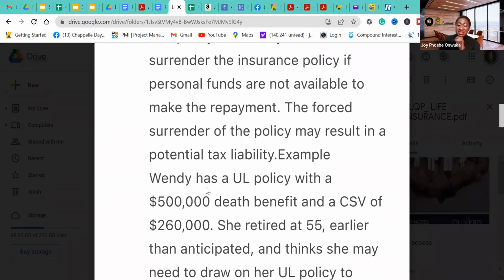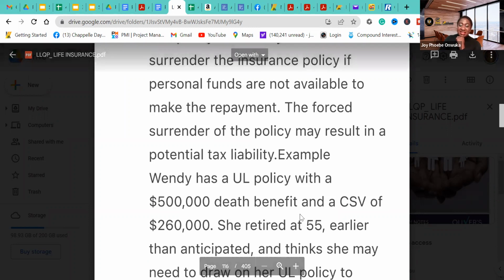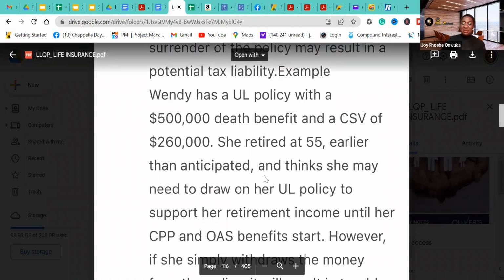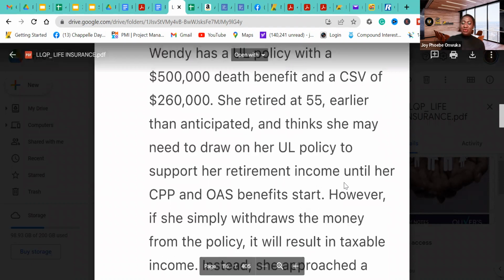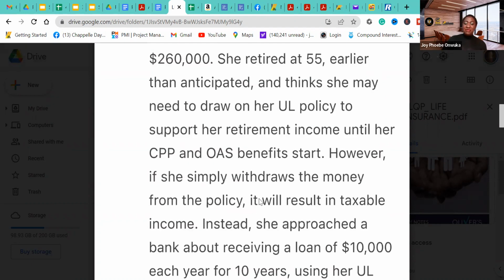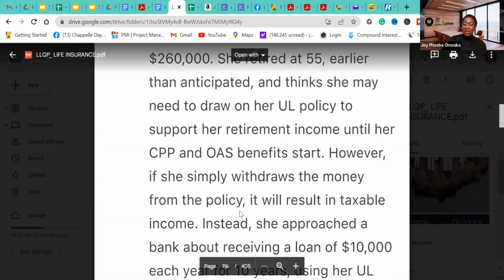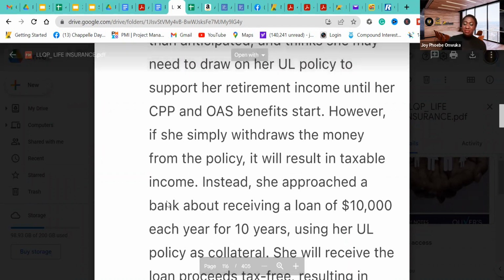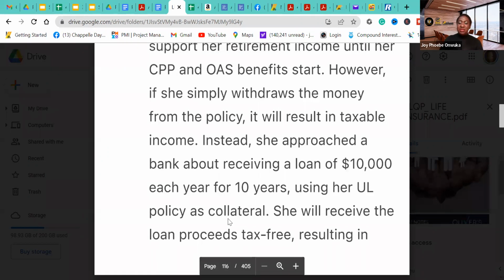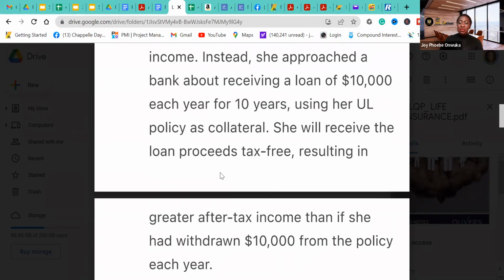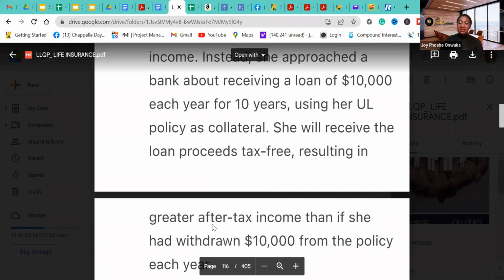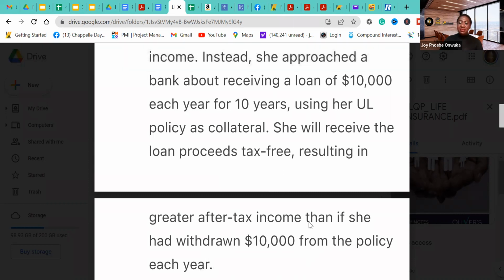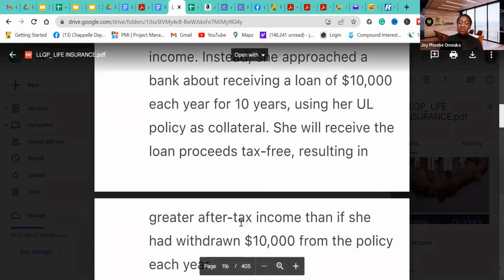For example, Wendy has a UL policy with a $500,000 death benefit and a cash surrender value of $260,000. She retired at age 55, earlier than anticipated, and may need to withdraw from her UL policy to support her retirement income until her CPP and OAS benefits start. However, if she simply withdraws the money from the policy, it will result in taxable income. Instead, she approached a bank about receiving a loan of $10,000 each year for 10 years using her UL policy as collateral, and she will receive the loan proceeds tax-free, resulting in greater after-tax income than if she had withdrawn $10,000 from the policy each year.